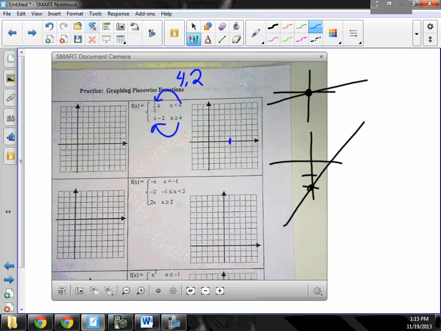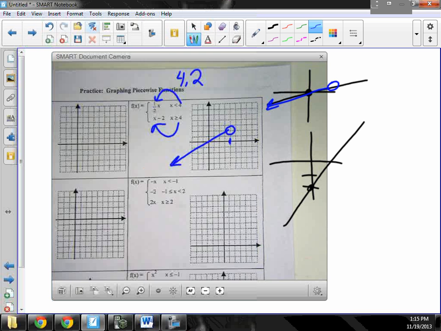Is this going to be open or closed? Open. So I go to 4, 2, and I draw an open circle. So that's right here on the graph. And then do I want to include the left side or the right side? Left side, because it says x is less than 4. So it's going to look like this.